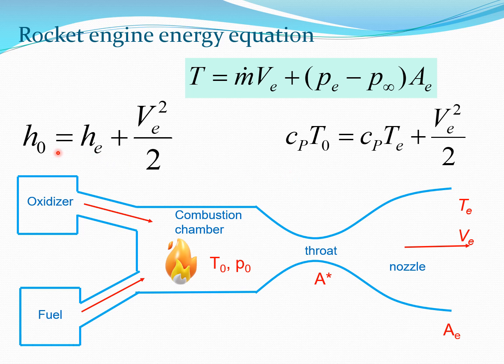If you remember that enthalpy H is Cp into T at any given point, that's going to give you this particular equation. Now, if you are unfamiliar with this equation, you need to go back into the lecture and look at some of the basic equations we have derived for compressible flow and for isentropic flow and so on.